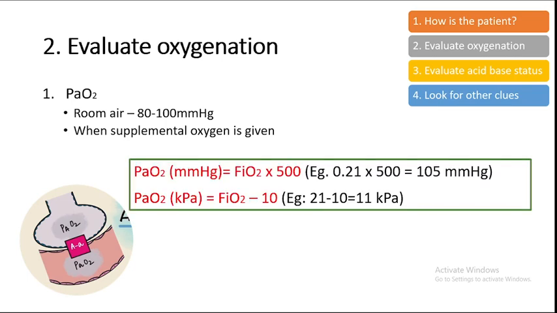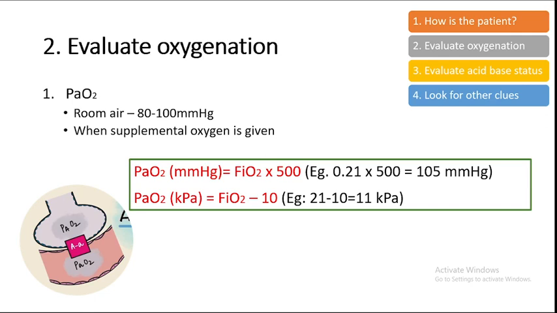How would you know what the expected oxygen level is if a patient is given supplemental oxygen? There are several formulas. So one simple one is this: expected PaO2 equals the FiO2 times 500.